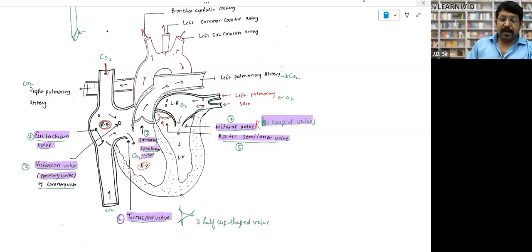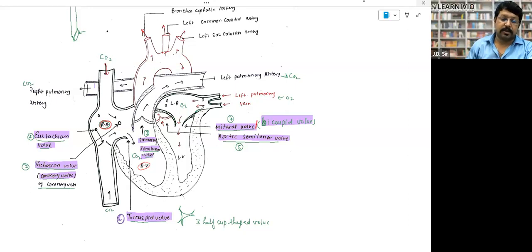Then between the left atrium and left ventricle, there is a bicuspid valve, two half-cup shapes. It is also known as the mitral valve. This has been asked. Next, between the left atrium and left ventricle, there is the bicuspid valve, also known as the mitral valve.